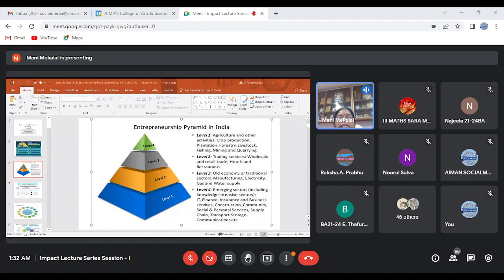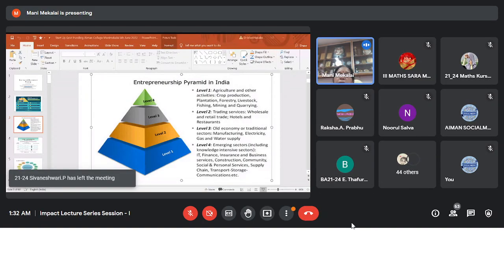Classifications, and you have to be aware. This pyramid also incidentally informs that there are a number of areas in which entrepreneurship could be developed. Okay, so level 1 is agriculture and other activities where crop production, plantation, forestry, livestock, fishing, mining, quarrying is taking place. So that is one thing.